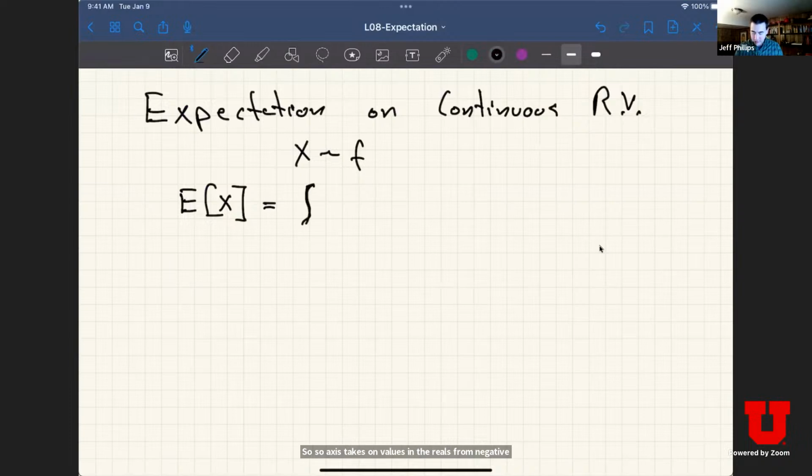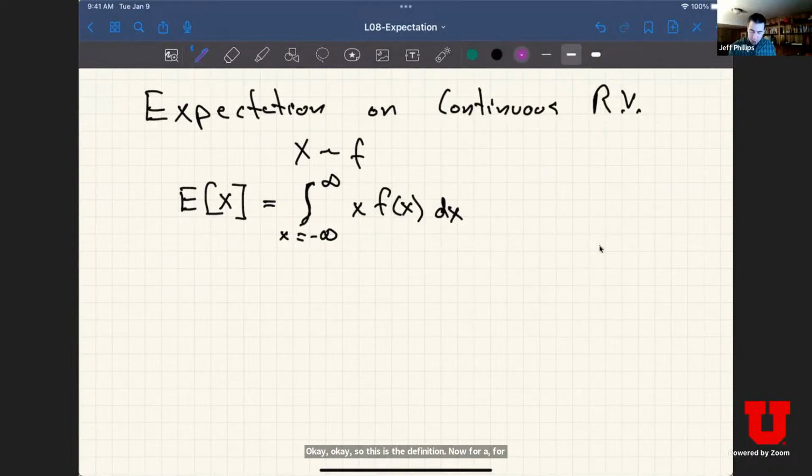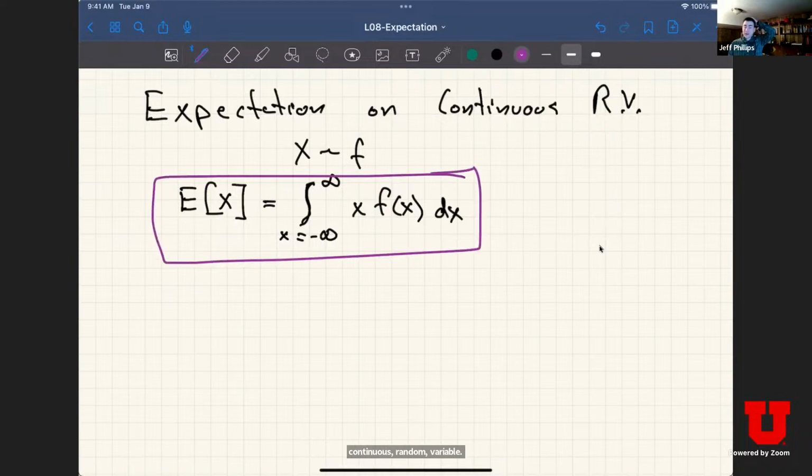So we're going to have an integral instead. So let's say x takes on values from negative infinity to infinity, and so some integral of the value x takes times its density, right? Which again is not a probability, but is kind of representative of the probability. Okay, so this is the definition now for a continuous random variable. This looks more complicated. Instead of a sum, where I'm summing over all the elements and multiplying them by the probability and adding them up, I'm kind of doing that, except I can't add things, so I have to do an integral instead.